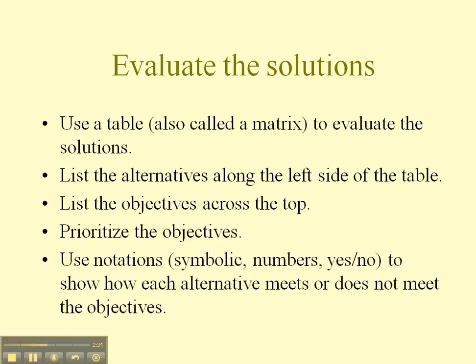The next step, step number four, is to evaluate the solutions. I use a table or a matrix to evaluate the solutions. I list the alternatives across the left side and the objectives across the top. I prioritize the objectives, and then I use notations, symbols, or numbers, yes or no, to show how each alternative meets or does not meet the objectives.